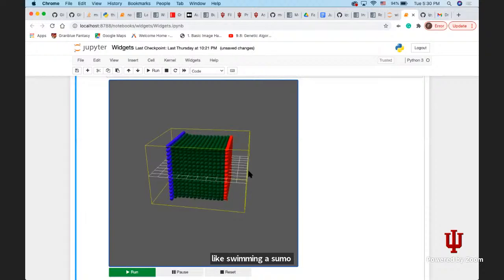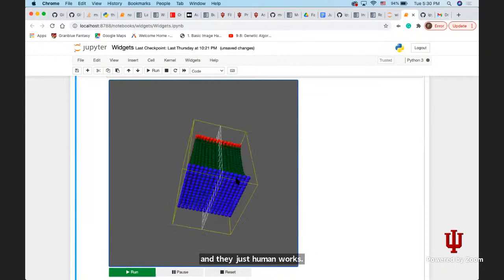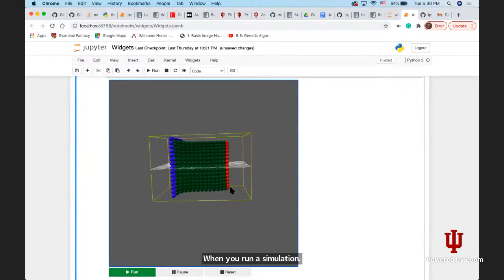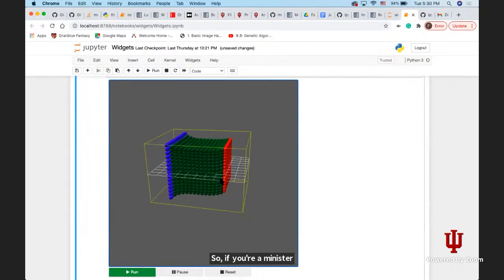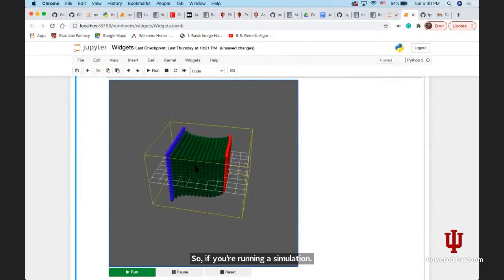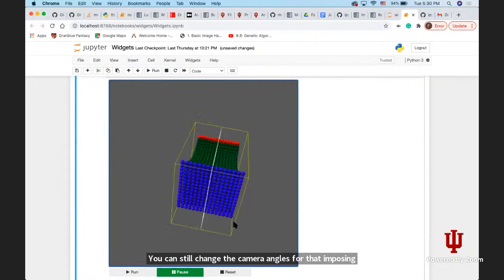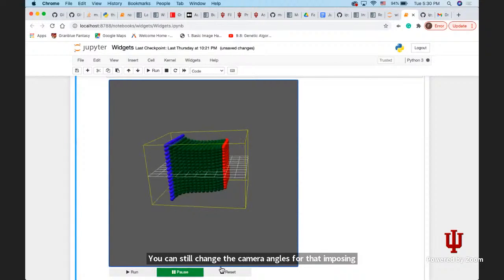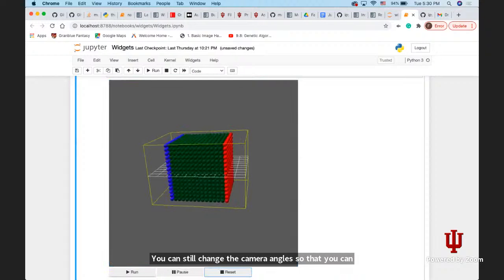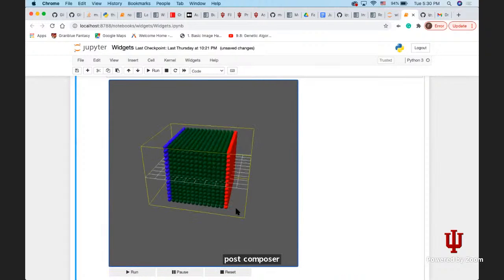when you run a simulation. So if you are running a simulation, you can still change the camera angles from that. And you can pause that and reset that and reset the camera angle and do it again.